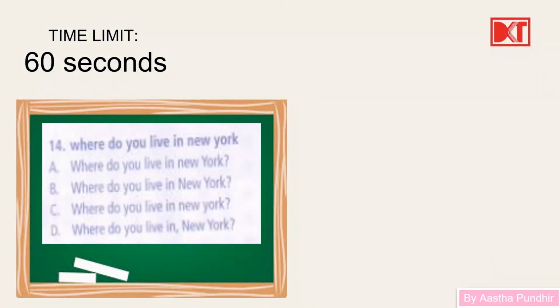Where do you live in New York? Starts with where. It starts with a capital W. Why? Because it is the word with which the sentence is starting. Then, where do you live in New York? Here for New York, it's the name of a place. So the initials should be capital N and Y. And then since it is a question, we will have a question mark. So which is the correct answer here? Yeah, B. Where do you live in New York? Alright.